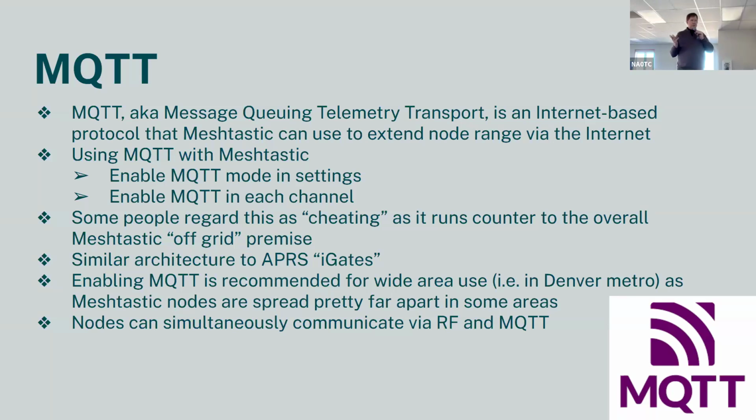And some people regard it as cheating, but whatever. If your objective is to be able to talk to people over Meshtastic, MQTT is a good idea, especially in an area like Denver where we're so spread out. Especially like I live down in this part of town, and there's a few, but when you're only looking at maybe a mile range, your chances of hitting somebody over RF are a little dicey sometimes. So MQTT is very similar to an APRS iGate, if you're familiar with that, and it's the same type of functionality.